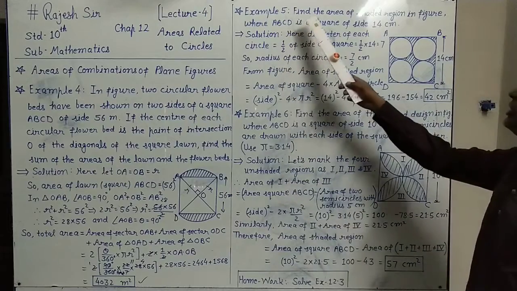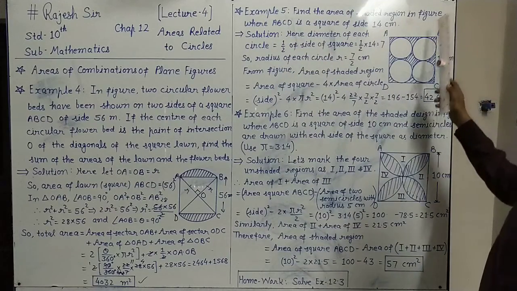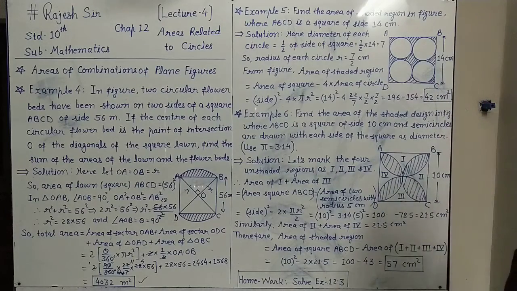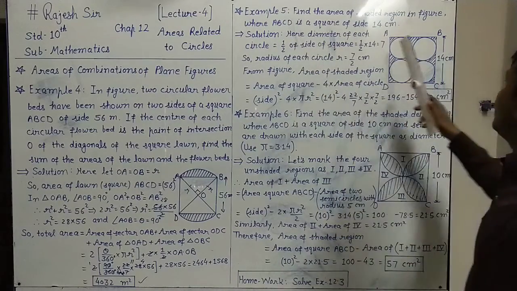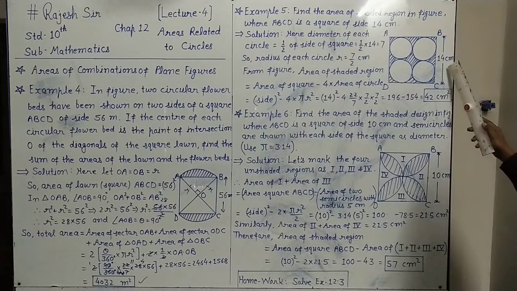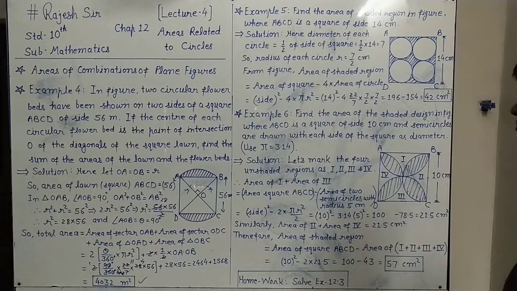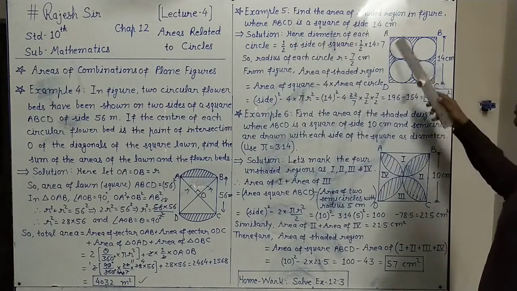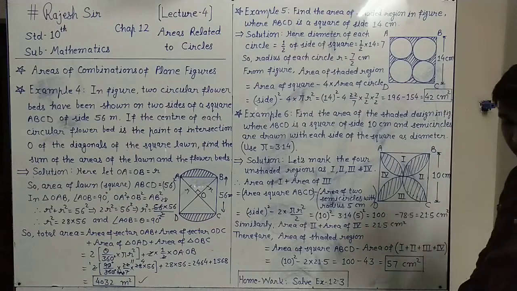Next, example 5: we have to find the area of the shaded region in the figure. This is the figure given. These are the shaded regions that we want to find out here. ABCD is a square of side 14 cm, that 14 cm we have shown. So in the solution here, the diameter of each circle, we have a total of 4 circles, you can understand here.